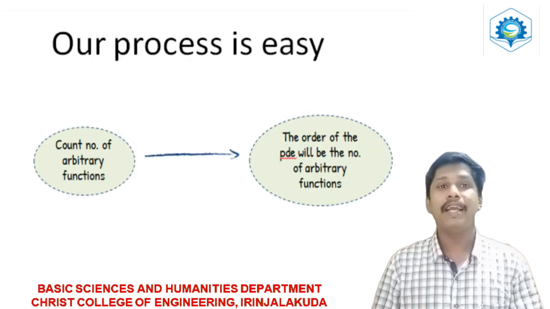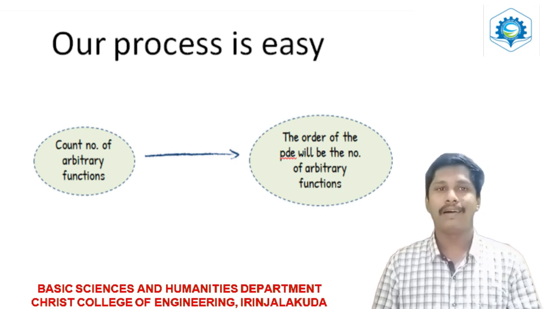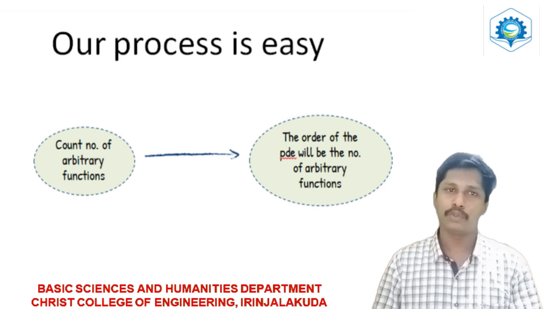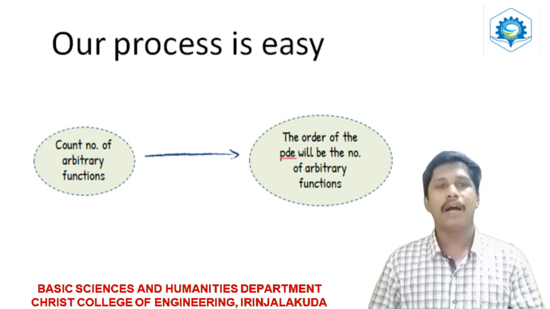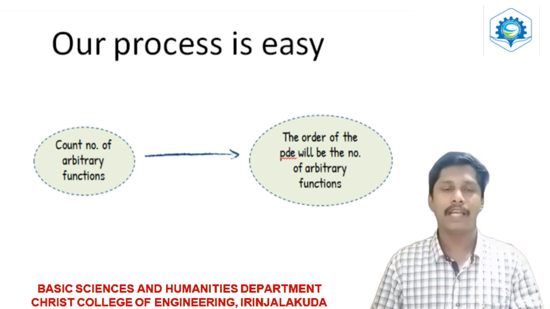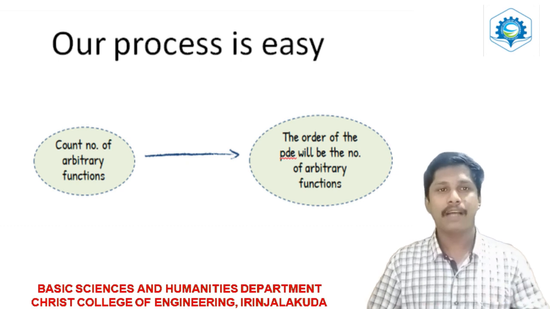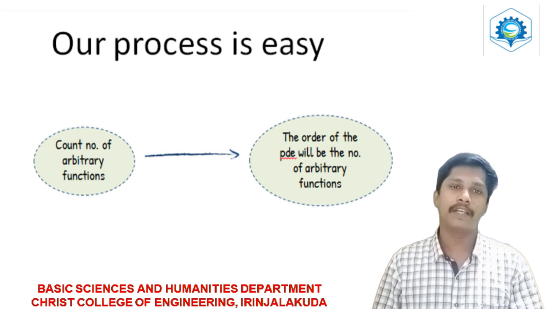If your relation contains exactly one arbitrary function, then your partial differential equation will be of order 1. If your relation contains two arbitrary functions, then in general your differential equation will be of order 2. So the number of arbitrary functions and the order of a partial differential equation are in general equal. So what is our procedure actually? Just count the number of arbitrary functions.